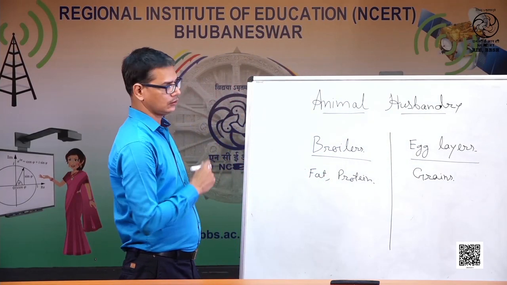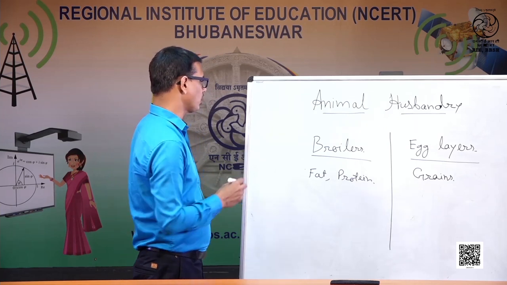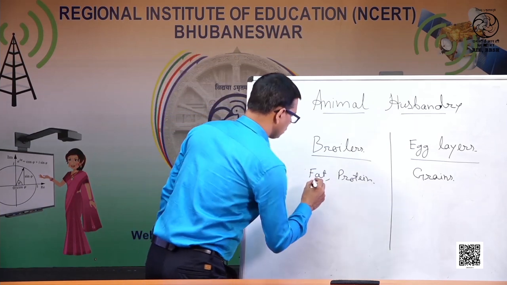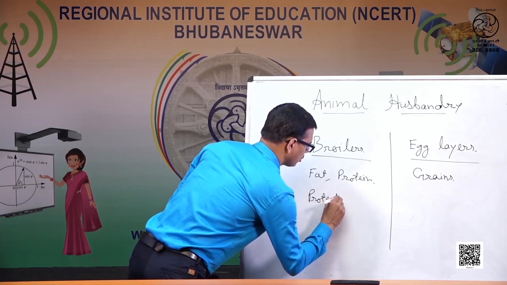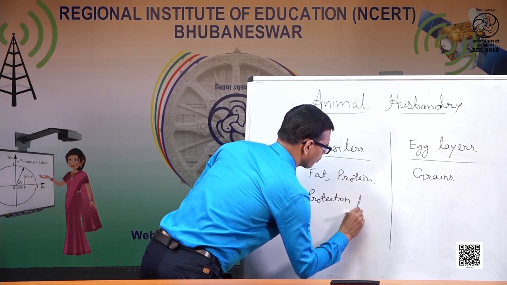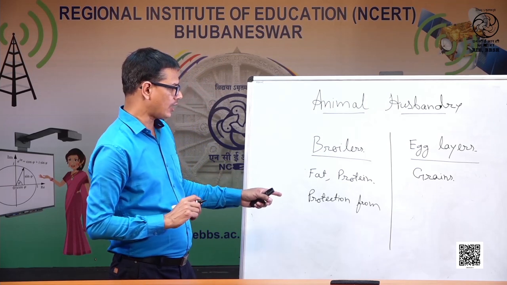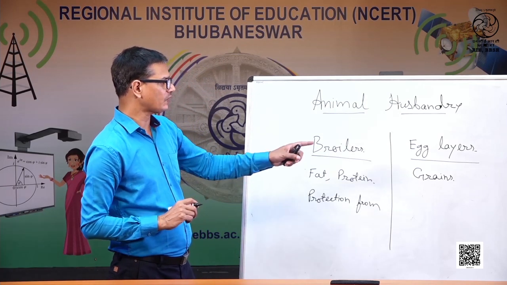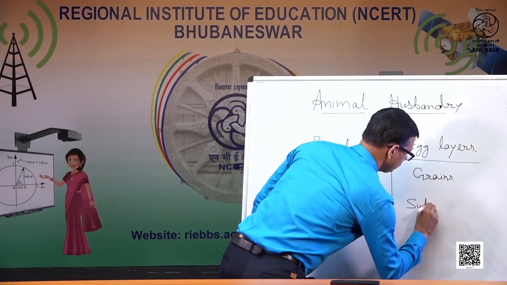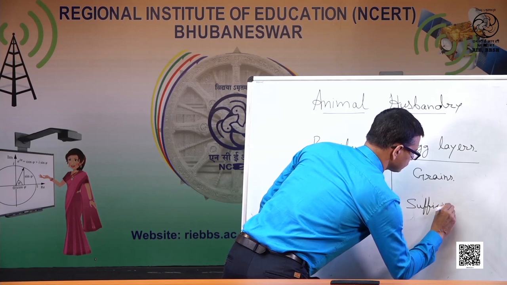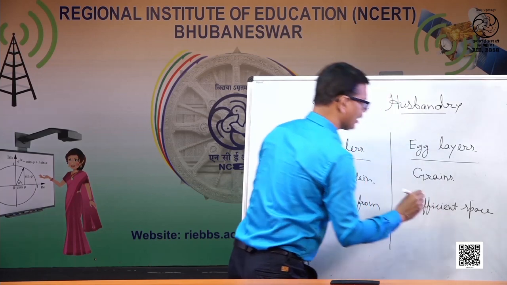Second, recall, as I said, in the case of broilers, protection from various diseases is required, whereas in the case of egg layers, sufficient space and light is required.